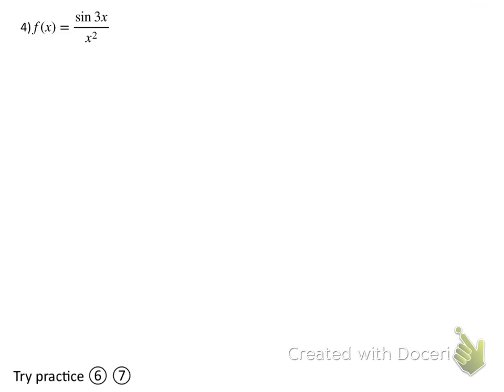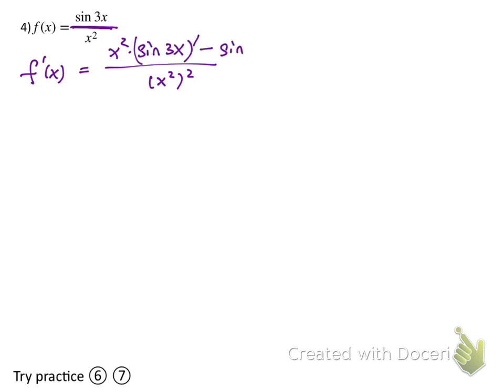Last question, f of x equals sine 3x over x squared. This is again, the bar at the end, a quotient. You are going to use the quotient rule. F prime x. For the quotient rule, I honestly don't think there's much to think about. Just go ahead. Quotient rule. So denominator squared, denominator times numerator derivative minus what you just differentiated times denominator derivative.